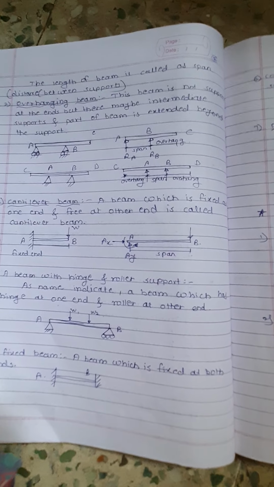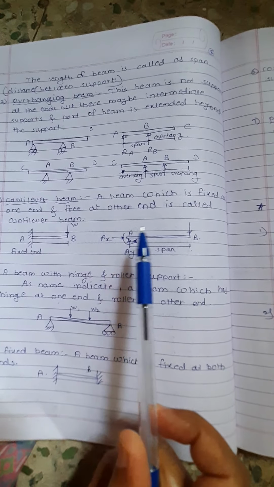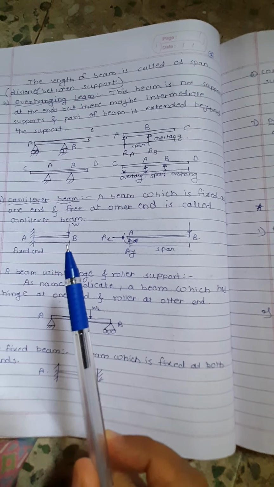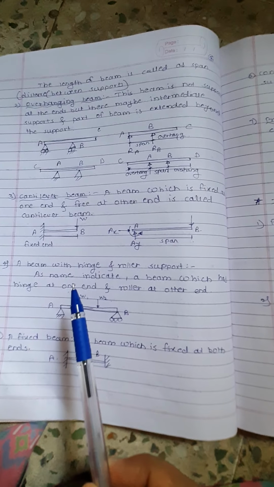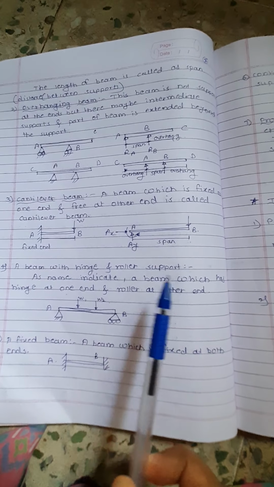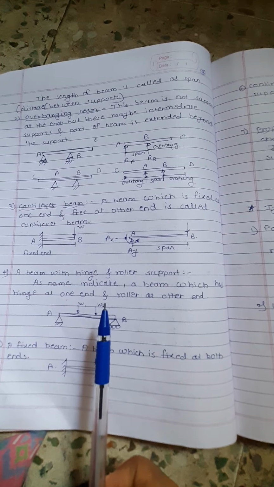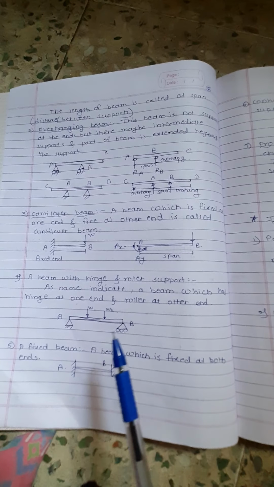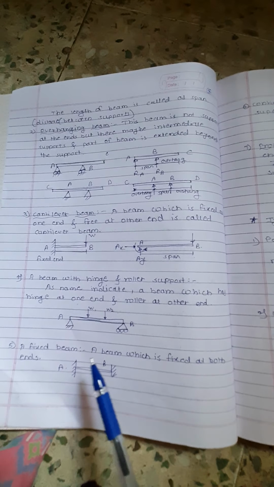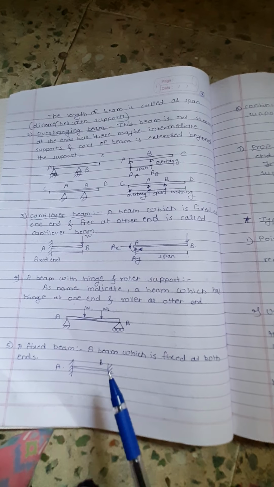Now the next is the cantilever beam. A beam which is fixed at one end and free at the other end is called the cantilever beam. It is given in the diagram. Then the next is a beam with hinge and a roller support. As the name indicates, a beam which has a hinge at one end and a roller support at the other end is called this beam. The next is a fixed beam. A fixed beam means a beam which is fixed at the two ends. That is called the fixed beam.